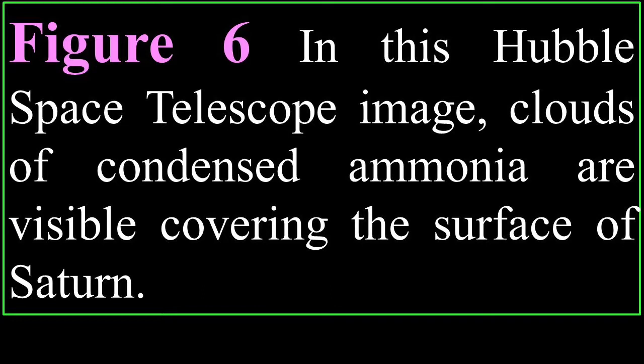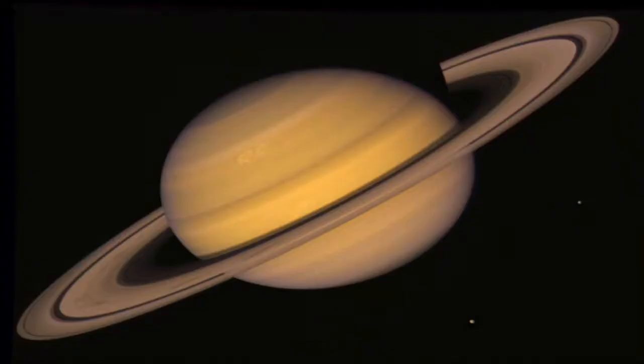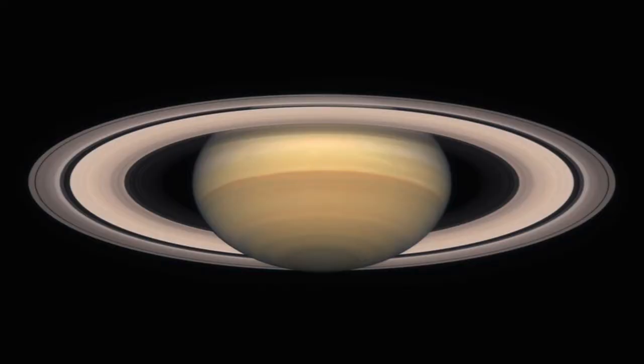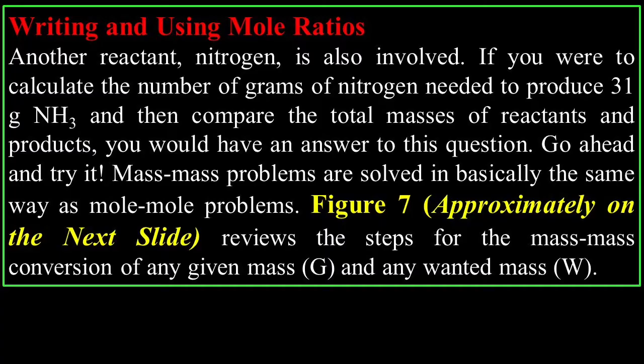Figure 6. In this Hubble Space Telescope image, clouds of condensed ammonia are visible covering the surface of Saturn. Here is Saturn, and here are the clouds that are mentioned in the former slide. I have another Hubble telescope picture of Saturn. Really amazing that we can see it that clearly from Earth, and it's literally millions and millions of miles away.